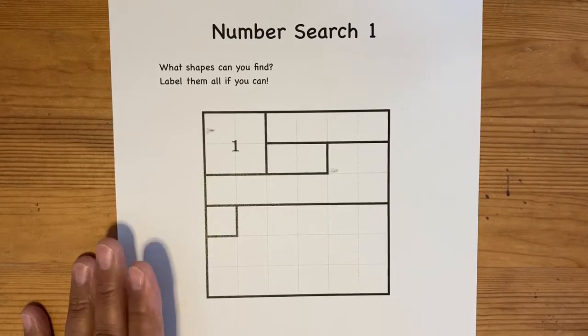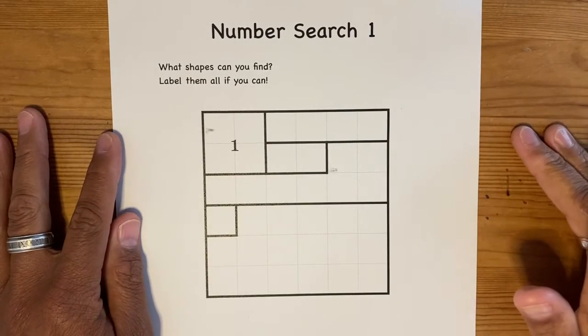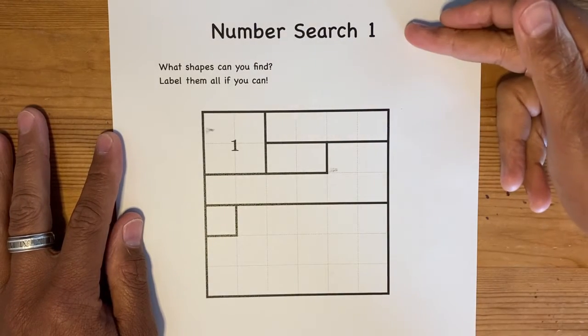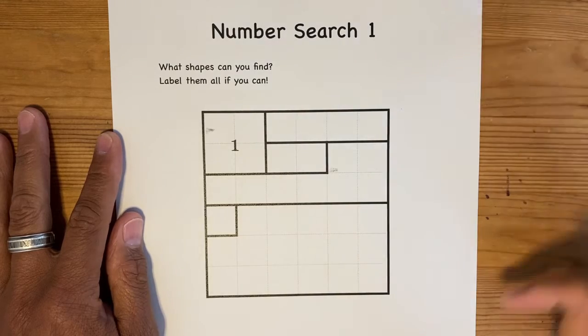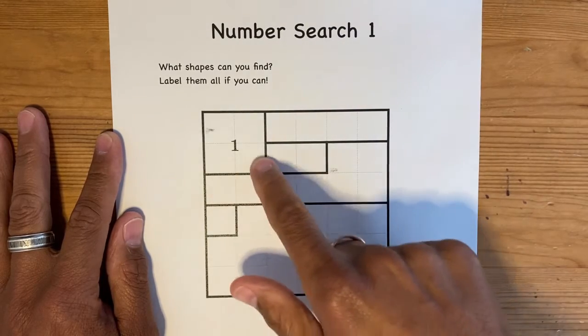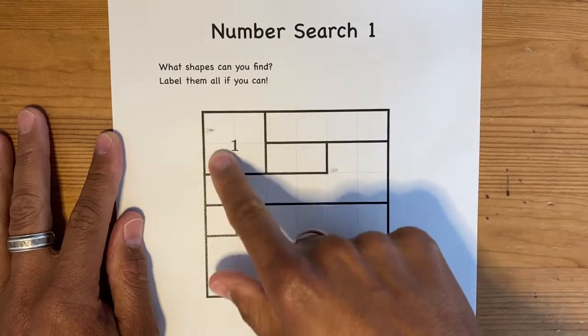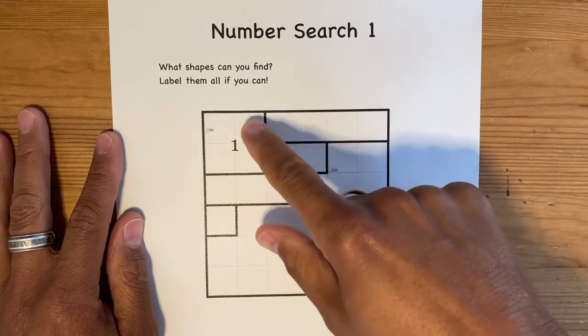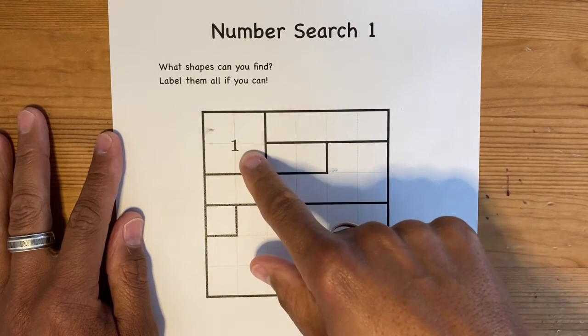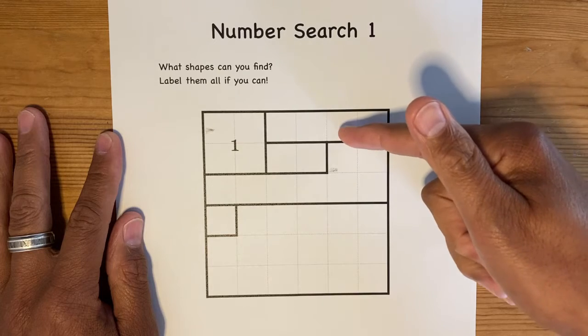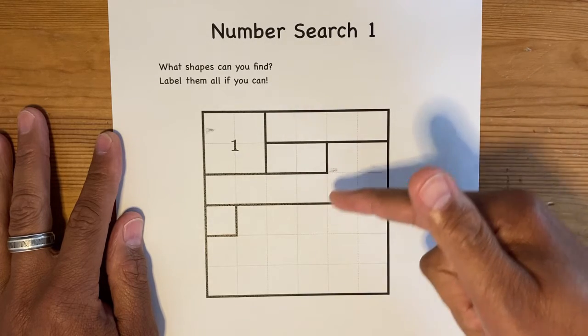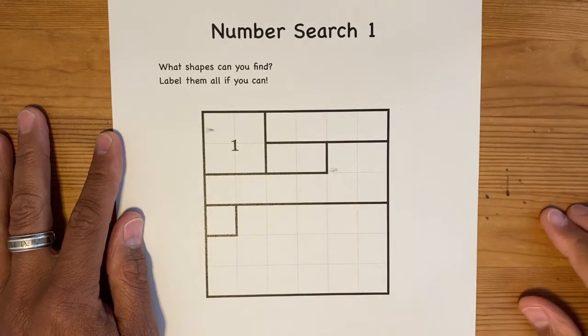Now it's your turn. There are 2 sheets in your packet. This first one says number search 1. And on this sheet, this space here is designated as 1. So if this is a 1, what number would you give to these other regions that are outlined in black?